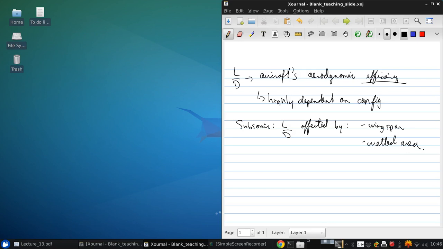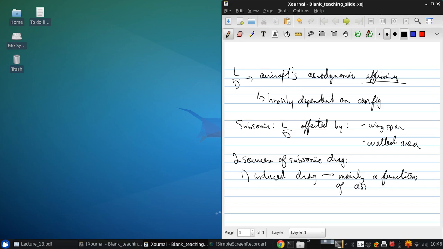Now, for level flight, so that's cruise or loiter, the lift just equals the weight, so L over D actually depends only on the drag. So there's two main sources of subsonic drag for a 3D aircraft. The first is what's called induced drag. And this is caused by the generation of lift, and we'll discuss this later on in the course when we talk about 3D wings. And this is mainly a function of wingspan, or more specifically, aspect ratio of the wings.